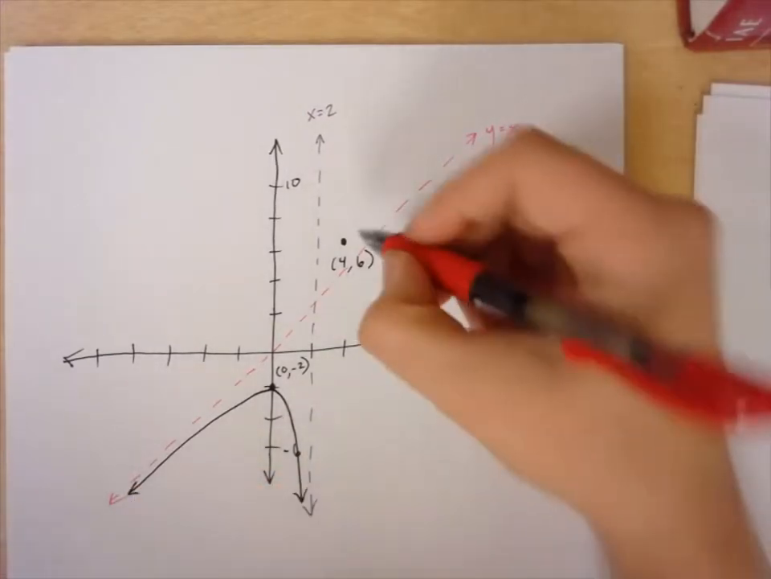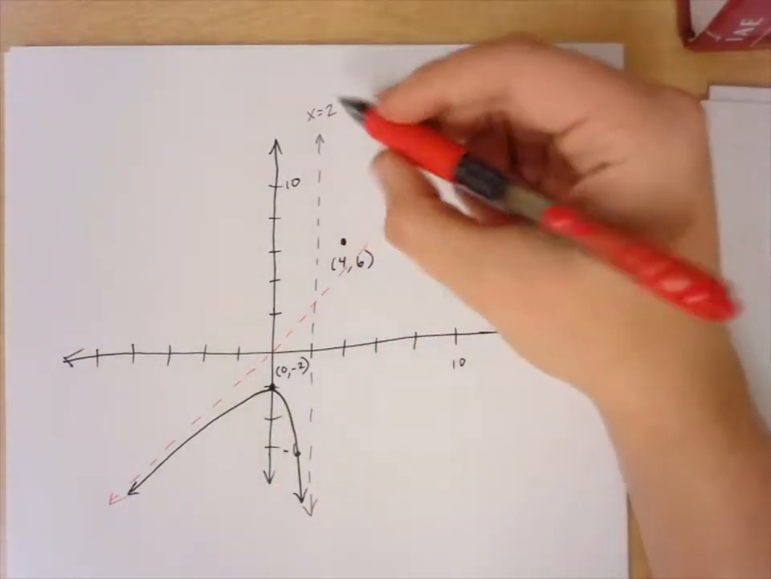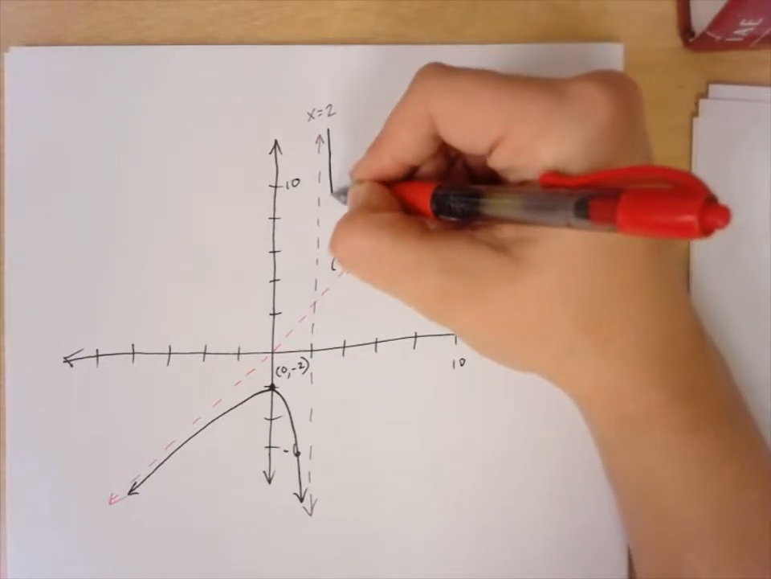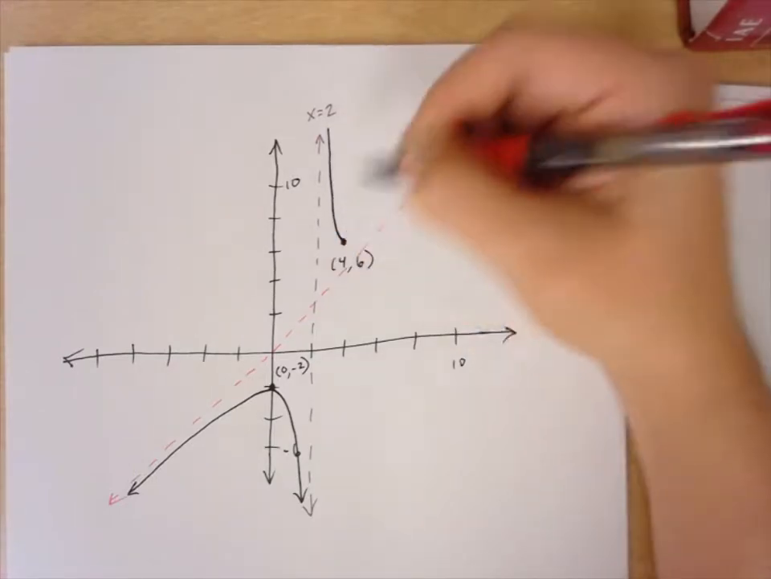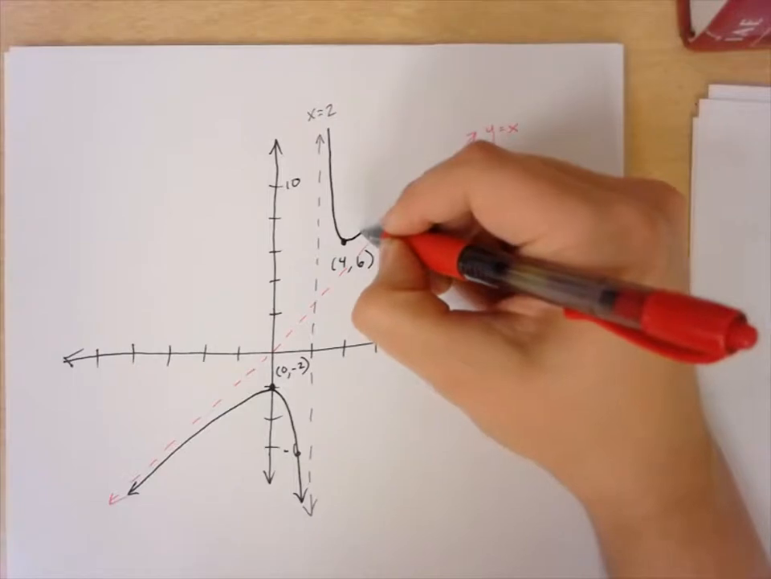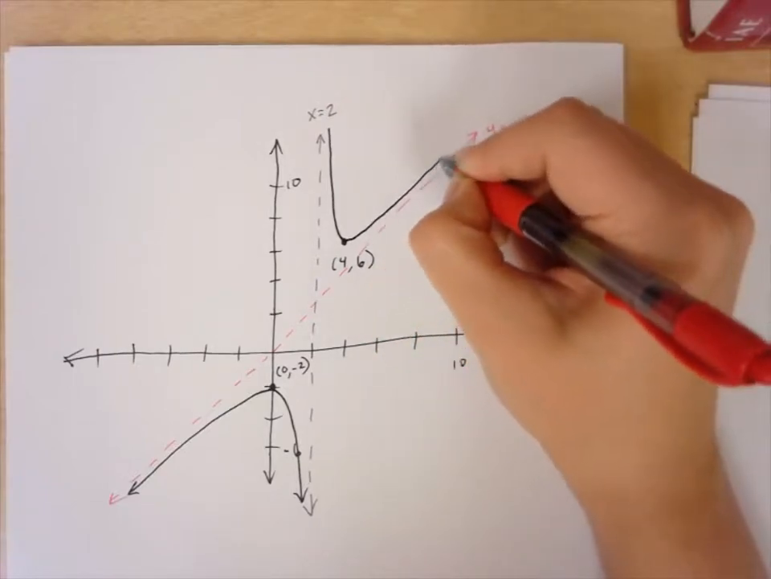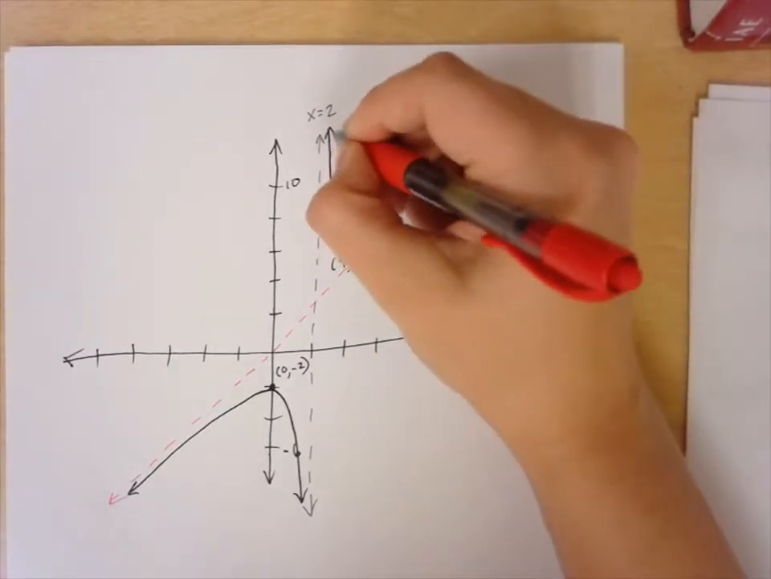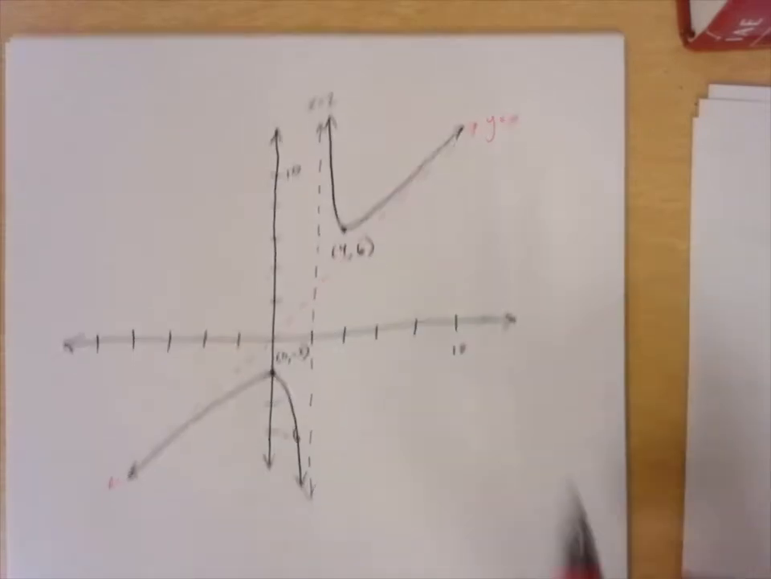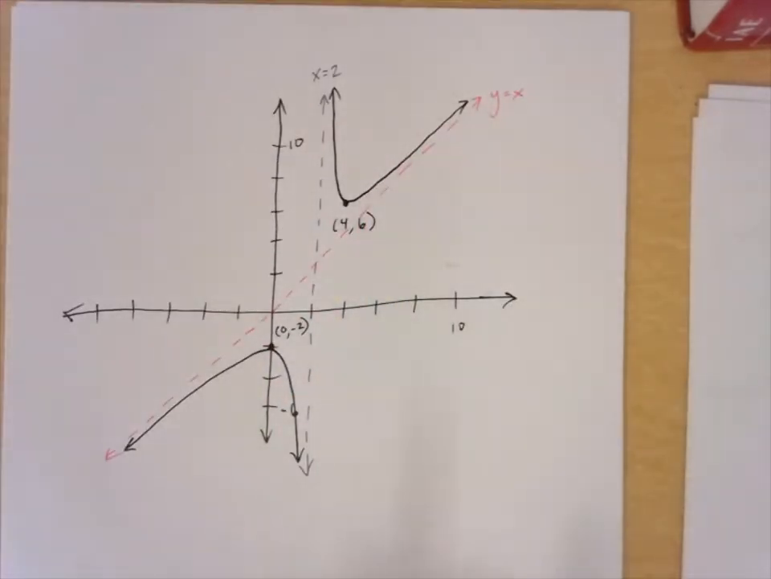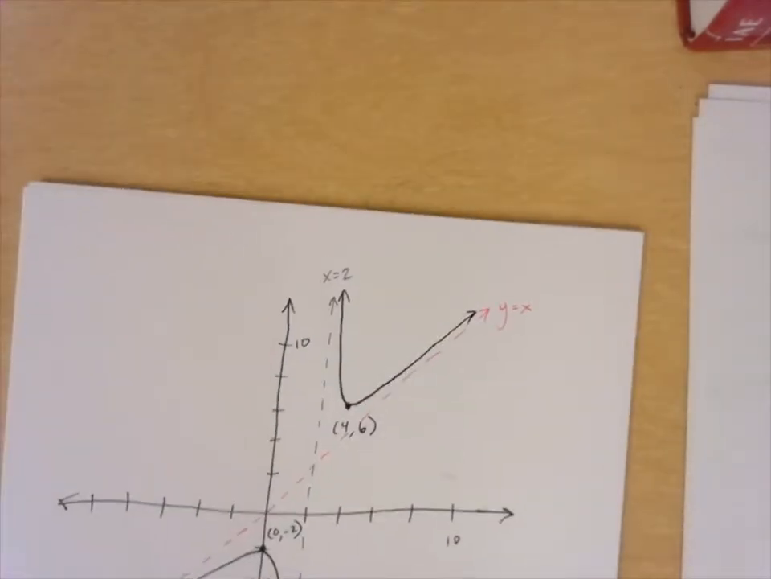There we go. And over here, I know I'm going to be hugging my asymptote, and I'm going to come down to this minimum, and then I'm going to go back up, and I'm going to hug my slant asymptote as I come back up. And there we have it, the sketch of this curve. Pretty interesting stuff. Alright, let's do another example.